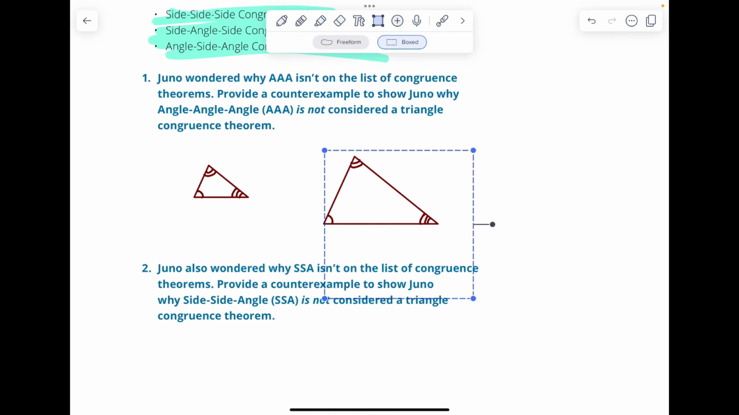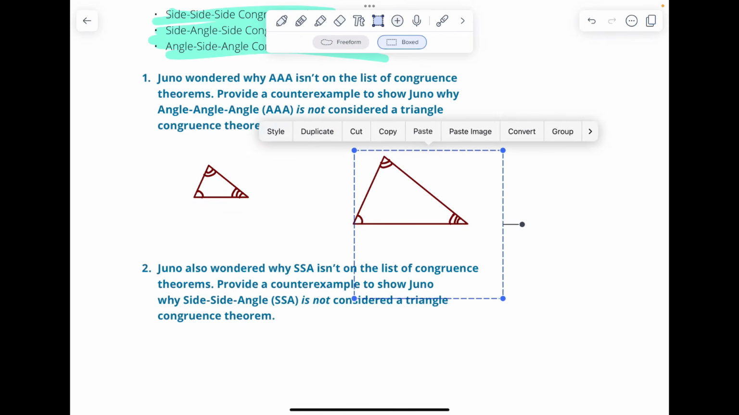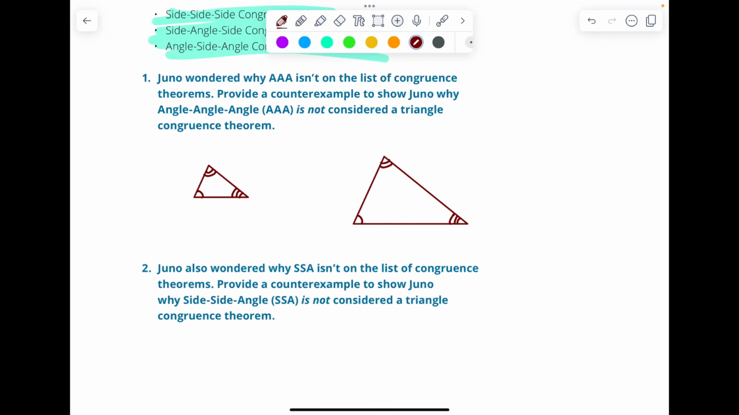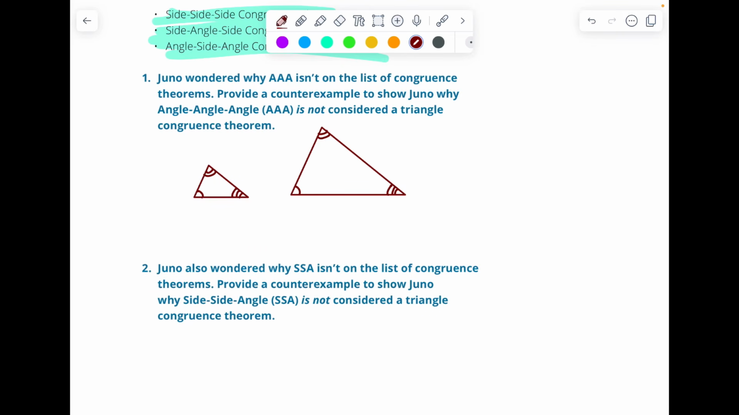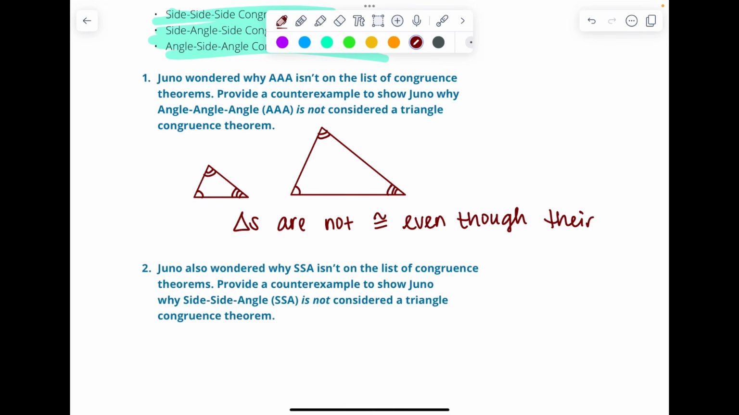All right, if I have to do it a third time, then I shall do it a third time. So I did all that to prove that these two triangles have congruent angles of the same size. However, these are not congruent triangles. So the triangles are not congruent, even though their corresponding angles are congruent.